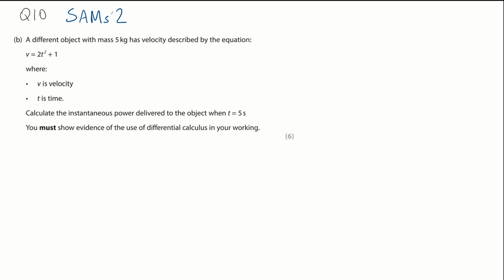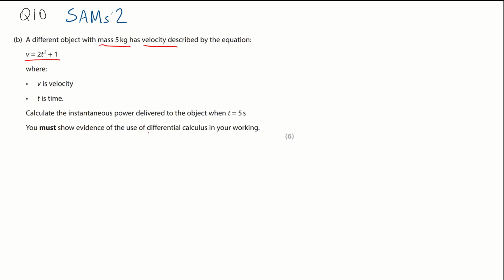Okay, in this video we'll look at question 10b from the SAM's second paper, the sample assessment papers. This one is probably the toughest differentiation question I think we've seen so far. We have an object of mass 5 kilograms and it has a velocity described over here. So we've got velocity as a function of time.